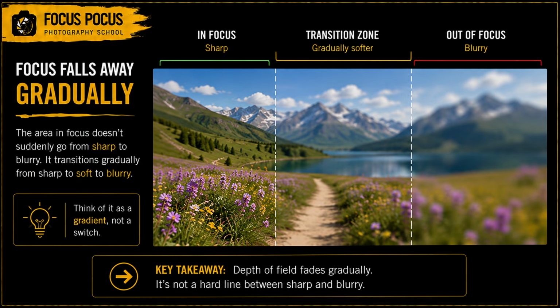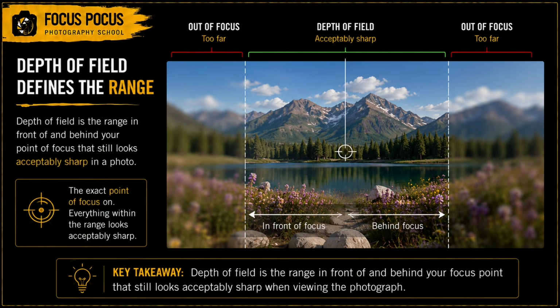It's also worth clearing up one common misunderstanding. A photograph doesn't suddenly switch from being perfectly sharp to completely blurry. Focus falls away gradually. Objects at the exact focus distance are the sharpest, while objects in front of or behind that point become progressively less sharp. Depth of field simply describes the range that still looks acceptably sharp when you view the final photograph. That's why it's called depth of field rather than a single point of focus.